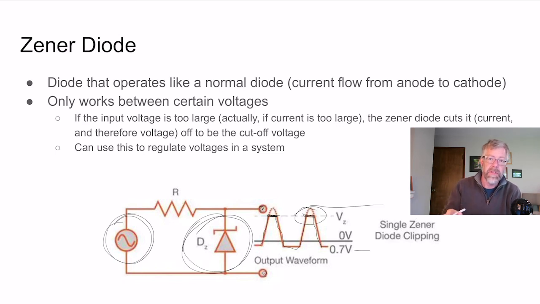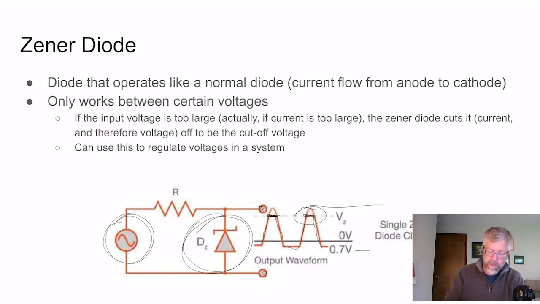Now, the really cool thing is that instead of working down in this range here, what we can do is always put in a V greater than VZ. So if V, the voltage, is always greater than VZ of the Zener diode, then we'll always get that the output voltage is going to be equal to VZ. Okay, so that is clipping there.